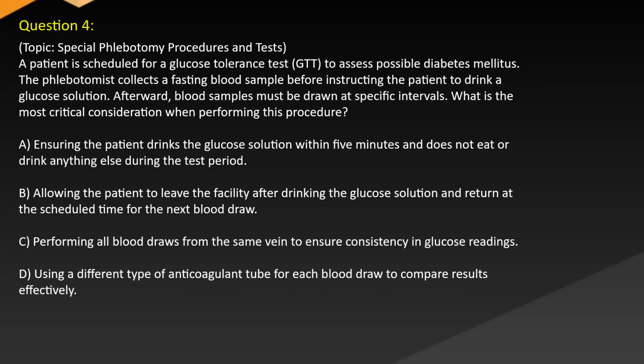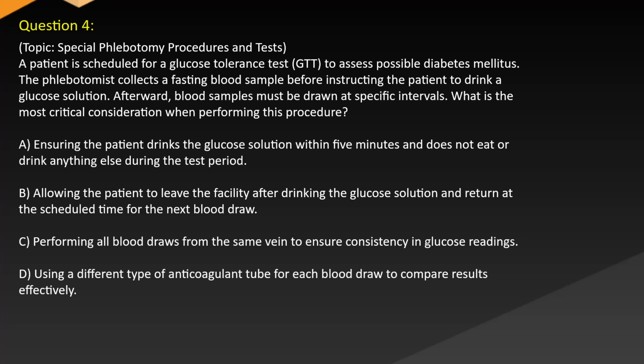Question 4. Topic: Special phlebotomy procedures and tests. The patient is scheduled for a glucose tolerance test, GTT, to assess possible diabetes mellitus. The phlebotomist collects a fasting blood sample before instructing the patient to drink a glucose solution. Afterward, blood samples must be drawn at specific intervals. What is the most critical consideration when performing this procedure?